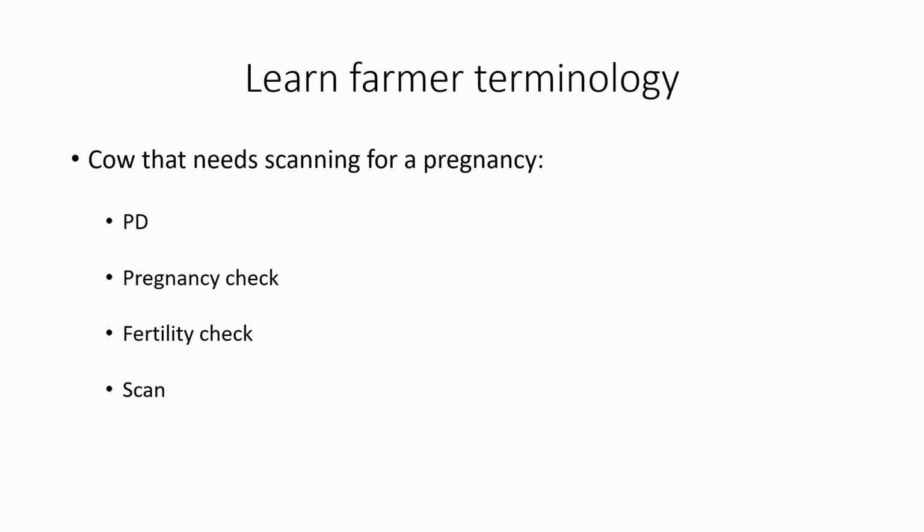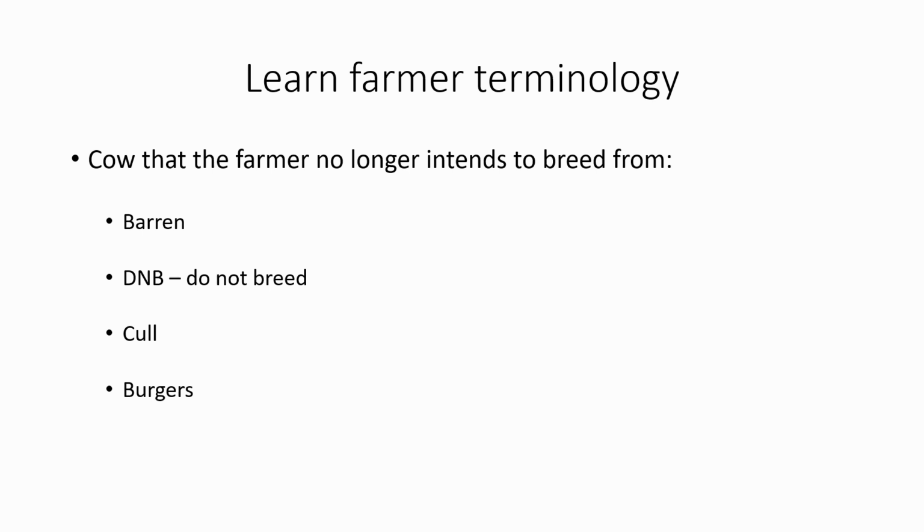And then the third animal is ones that we're going to be presented that we need to essentially check aren't in calf, because they're going to be sent to the slaughterhouse and you don't want the pregnancy to be there when they are. These are called barren cows, or the Americanism would be DNB, which stands for do not breed. They'd be called cull cows. Some farmers like to call them burgers.